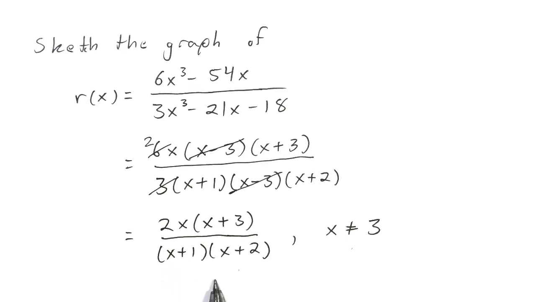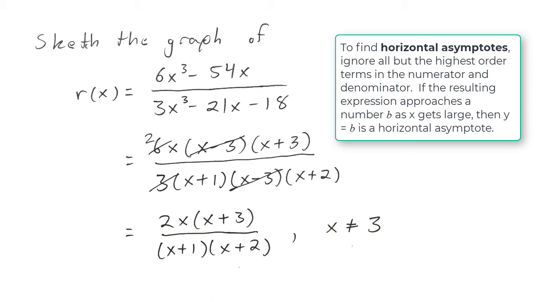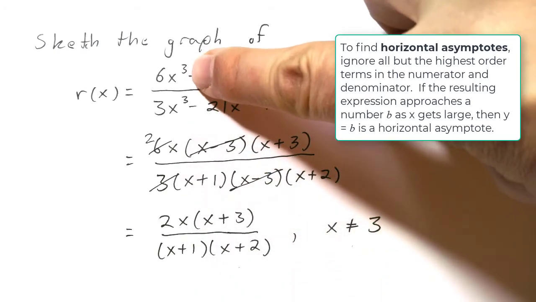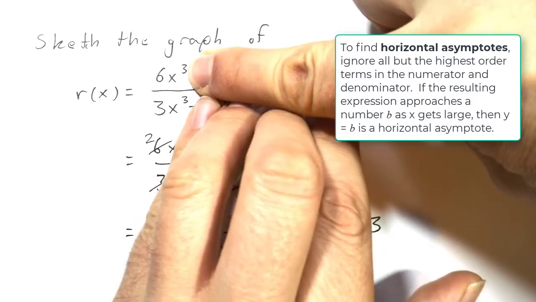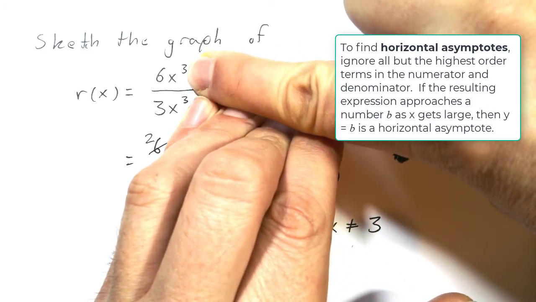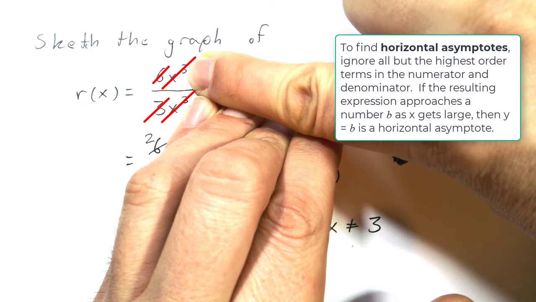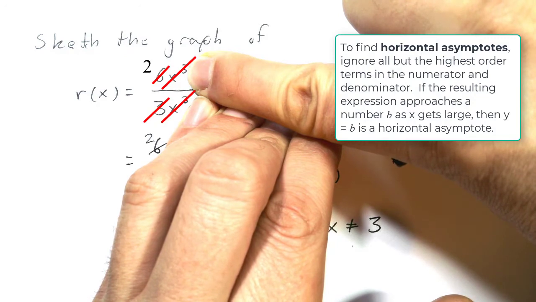One more thing to observe is the horizontal asymptote. The horizontal asymptote we get by looking at only the leading terms of the original polynomial. So I block out all the lower order terms, only look at the terms of the highest degree here, and I simplify this resulting rational function. Notice the x cubes cancel. 3 goes into 6 twice, and I'm left with 2. So I know that y equals 2 is a horizontal asymptote.